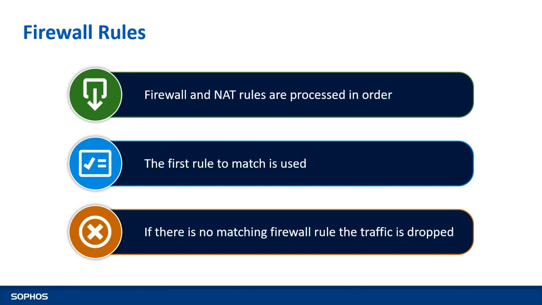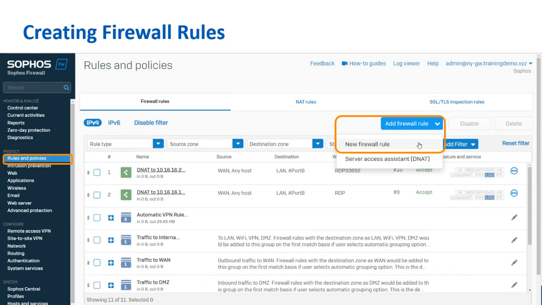And for NAT rules, if there is no matching rule, nothing will be applied to the traffic. Unlike firewall rules, traffic is not blocked when it does not match any NAT rules. Okay, so let's start by looking at how to create a basic firewall rule.